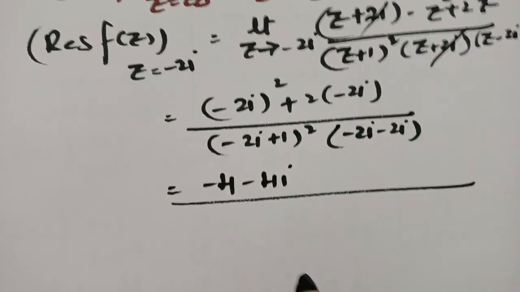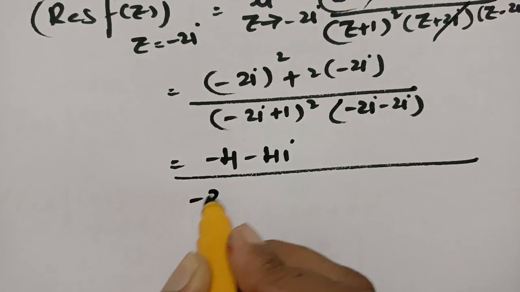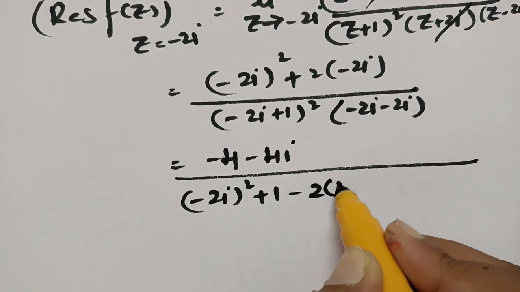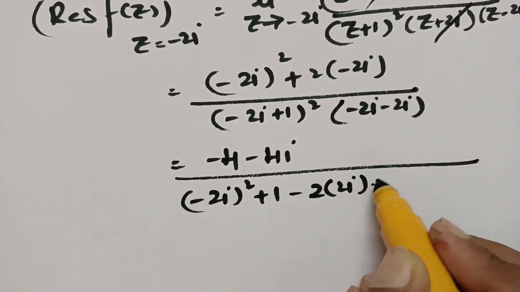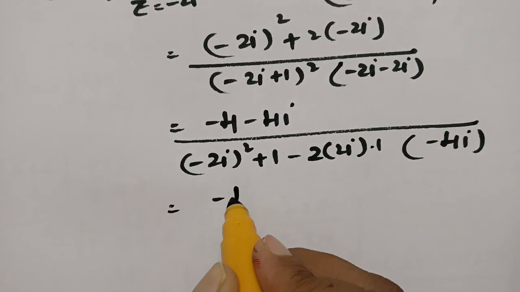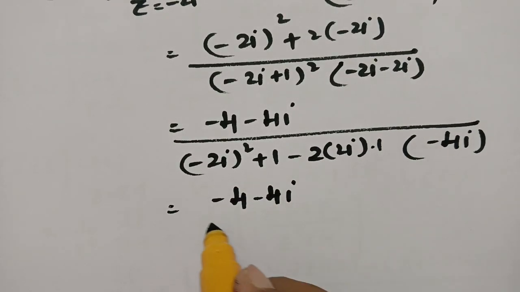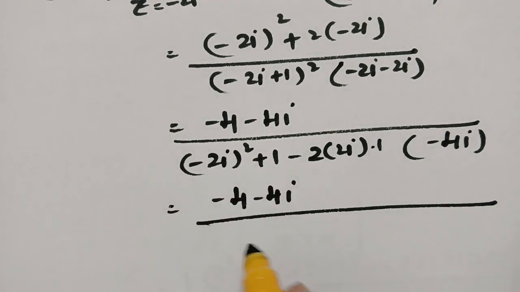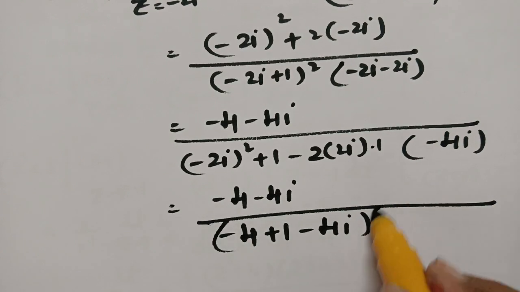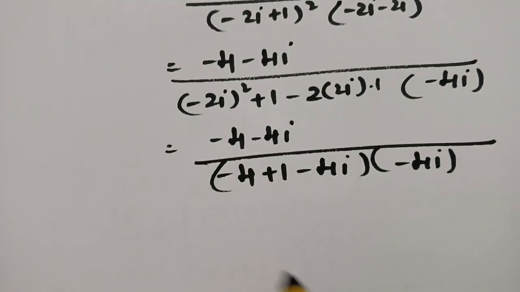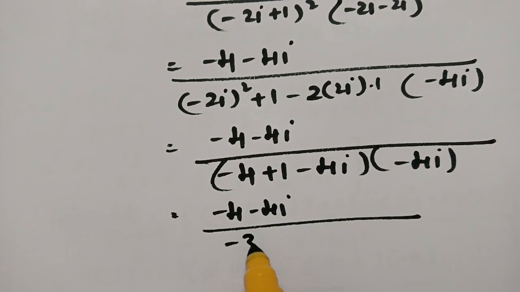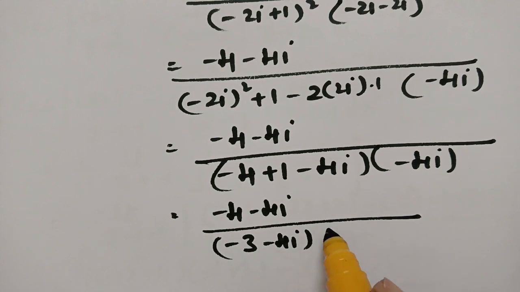And if I apply (a plus b) whole square, so this is (minus 2i) square plus 1 minus 2ab, 2 into a into b, b value is again 1, into minus 4i, clear? So this value is minus 4 minus 4i by 4i square. So this value is minus 4 plus 1 minus 4i into, here the value is minus 4i. So here this value is minus 4 minus 4i by minus 3 minus 4i into the value here is 4i.